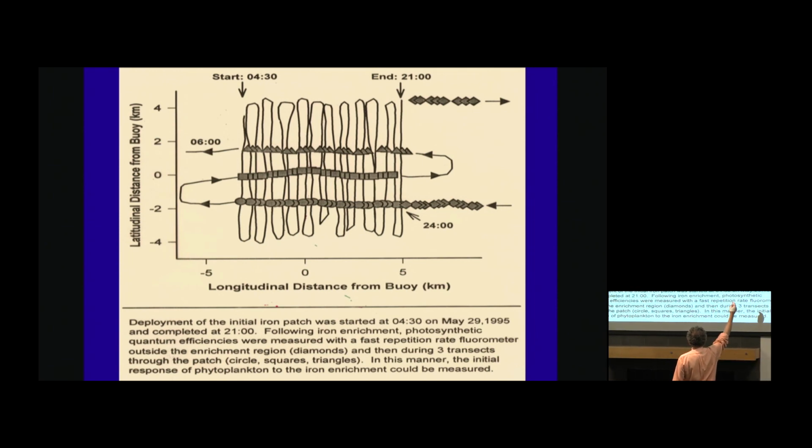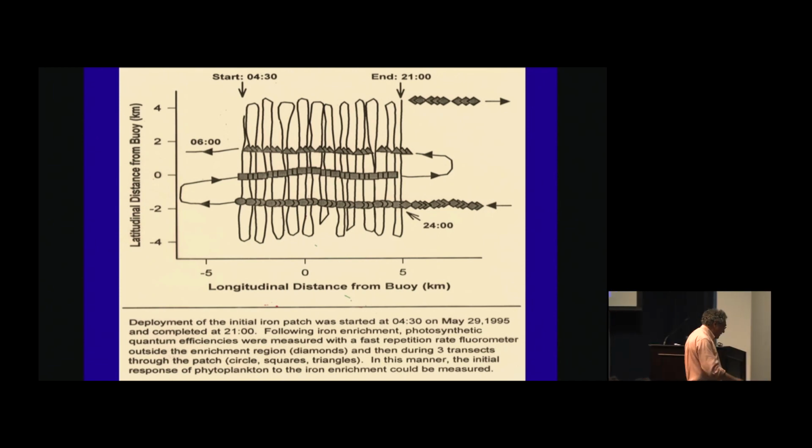So sampling system. These diamonds are outside of the iron fertilization, and then we come in and you see circles and squares and triangles and so on. So we know exactly what the time was when that iron was put into the ocean, and so you know the duration of that.